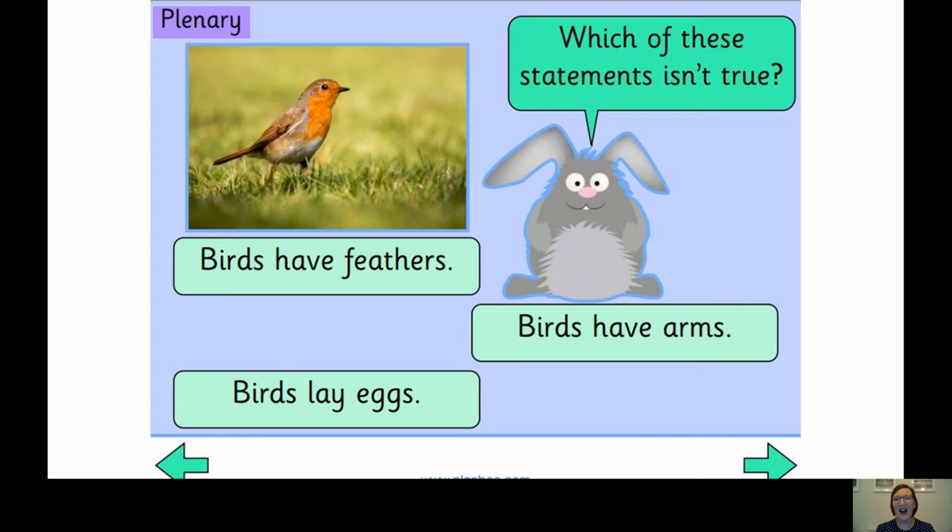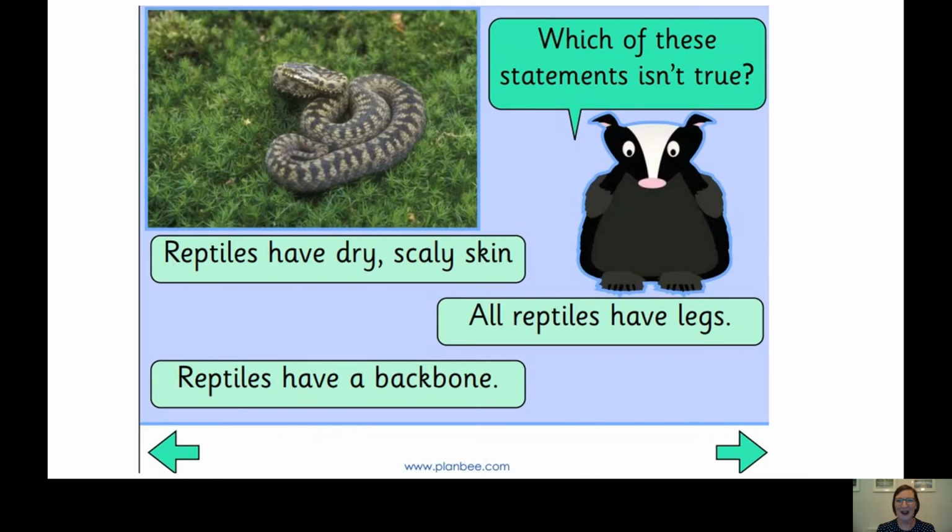Okay. I have some questions now I want to ask you. Now, which of these statements is not true? Birds have feathers. Birds have arms. Birds lay eggs. Which one do you think it is? Which of these statements isn't true? Reptiles have dry, scaly skin. All reptiles have legs. Reptiles have a backbone. Which do you think isn't true?